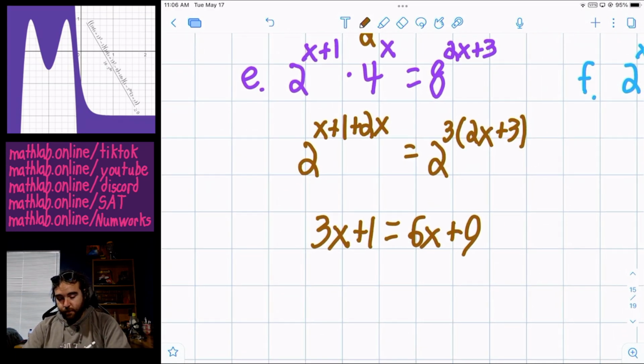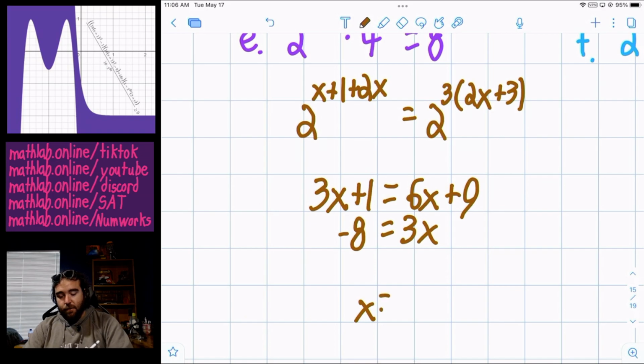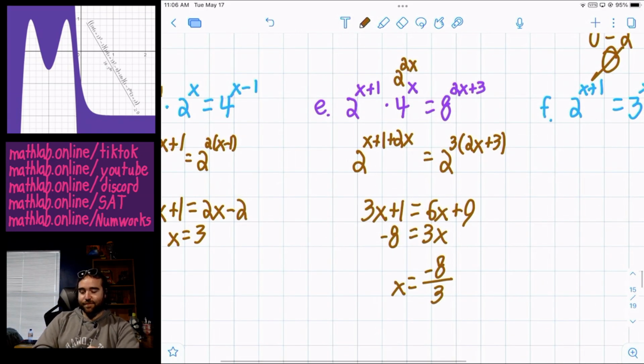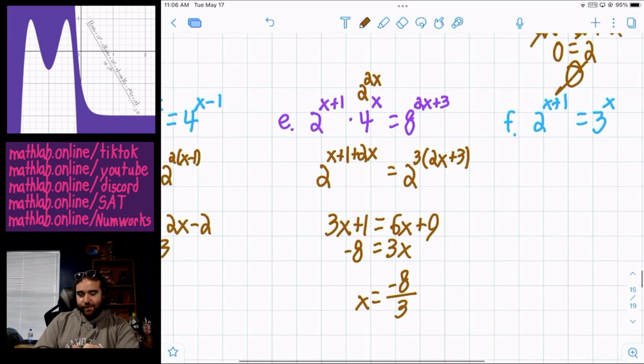So we're going to get negative 8 equals 3x. So x is negative 8/3. That's a good answer right there. That's a good answer.